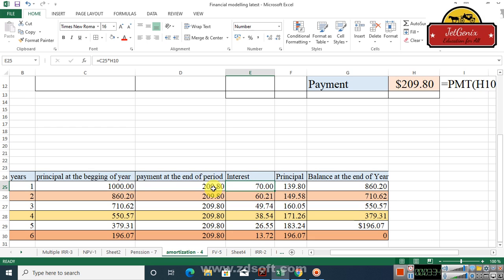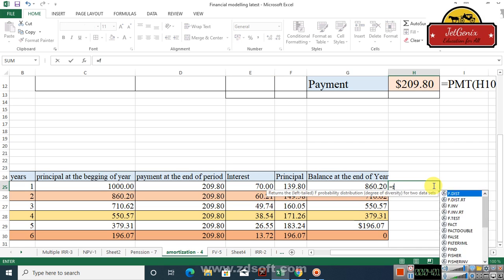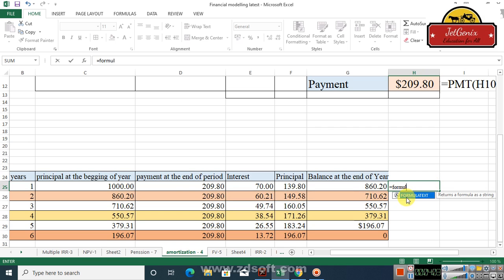So we will subtract this 70 from this 209, which means $139.80 we have paid toward the principal amount. And now at the end of period 1, the principal amount or balance of the debt is 660.20. If you want to see the formula of all these calculations, you can just click formula text.